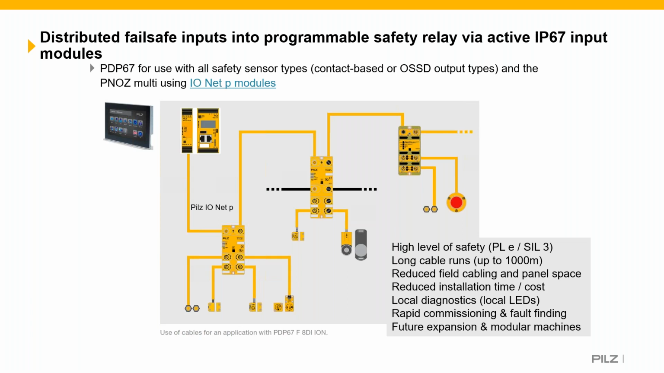IO-Link modules. So the benefits of this are a high level of safety, up to PLe, long cable runs up to 1,000 meters. You can reduce the field cabling and panel space, reduce installation times, less cost, local diagnostics, rapid commissioning and fault finding, and then you've also got the future expansion for modular machines.